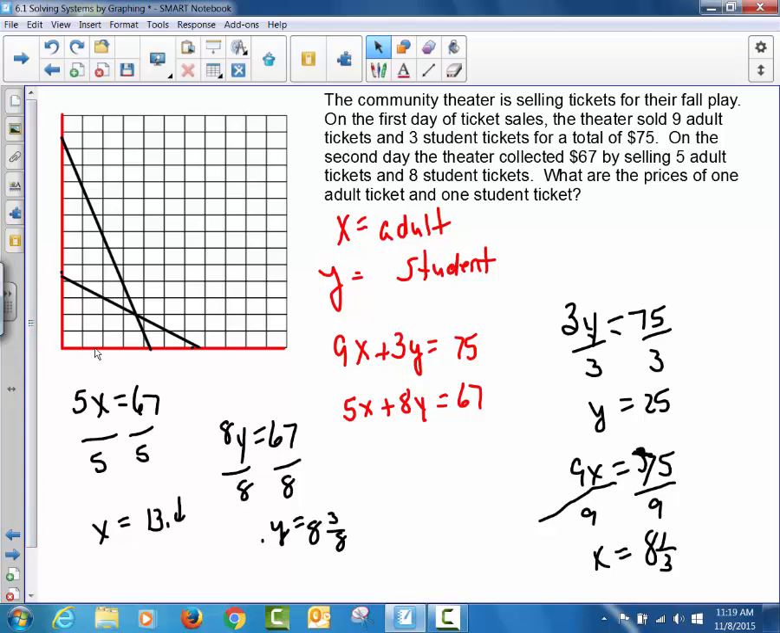Okay, so now where the intersection of that line is where our answer lies. So we go 2, 4, 6, 7, 2, 4. So our answer is 7, 4. That means that we sold 7 adult tickets. The price of our adult tickets is $7. The price of our student tickets is $4.